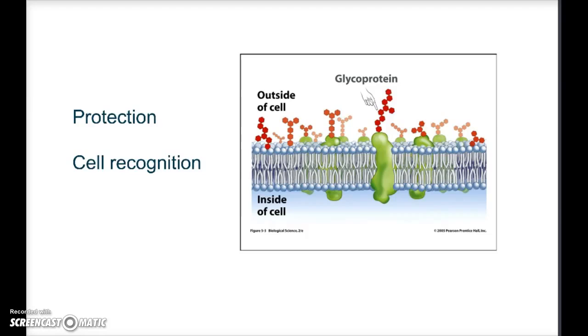The last two functions of carbohydrate are protection and cell recognition. As you can see in this picture, carbohydrates are either attached to a phospholipid or a protein. Based on the structure and types of carbohydrates, your body can recognize cells and determine if they should be there or not.